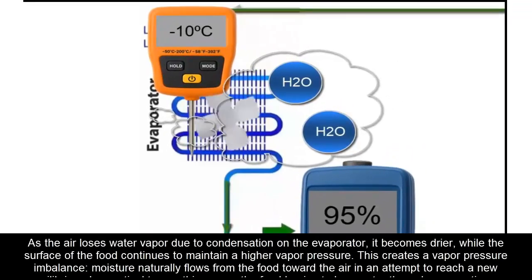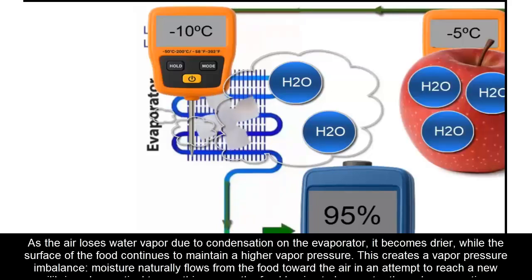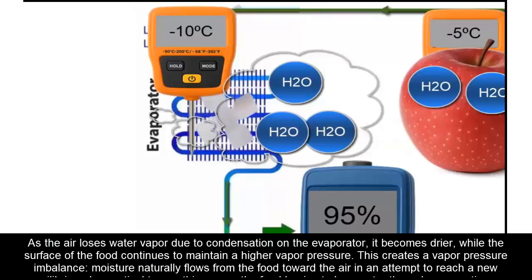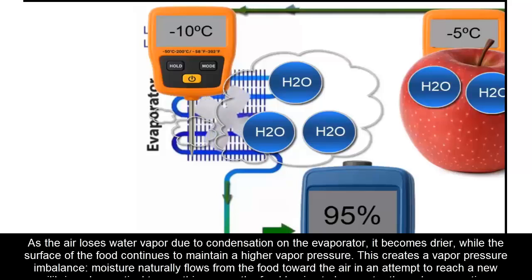As the air loses water vapor due to condensation on the evaporator, it becomes drier, while the surface of the food continues to maintain a higher vapor pressure. This creates a vapor pressure imbalance. Moisture naturally flows from the food toward the air in an attempt to reach a new equilibrium. In practical terms, this means the food begins to lose water through evaporation or even sublimation under freezing conditions.